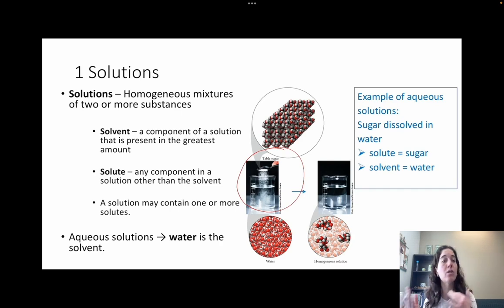In this case, the solute is the sugar. The solvent is the component of the solution that is present in the greatest amount. It's usually what you're dissolving the solute inside of. So in this case, it would be the water. So we've got water, sugar, right? A solution may contain one or more solutes. You could put sugar and salt in water, right? And they both dissolve, and your solvent is still water.